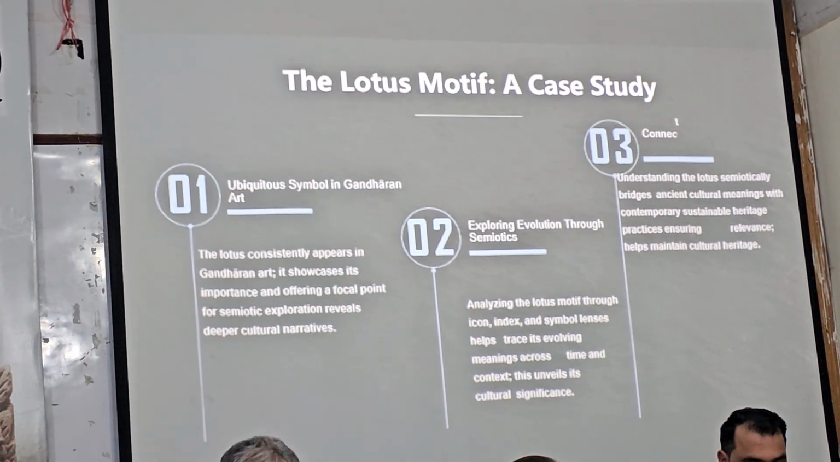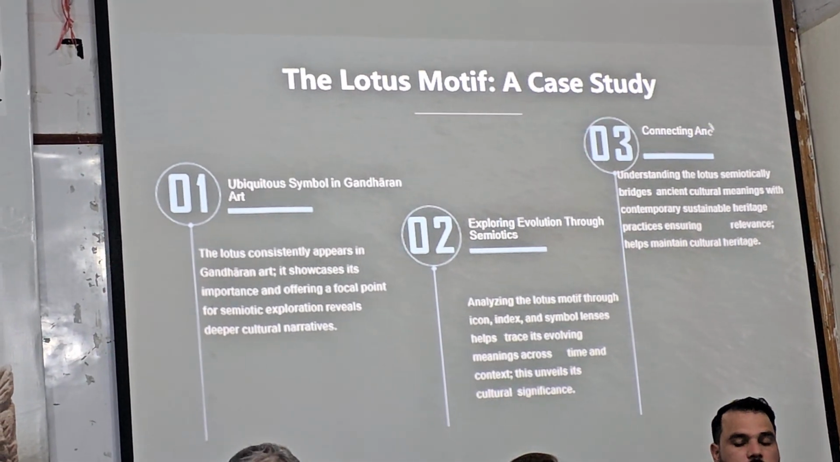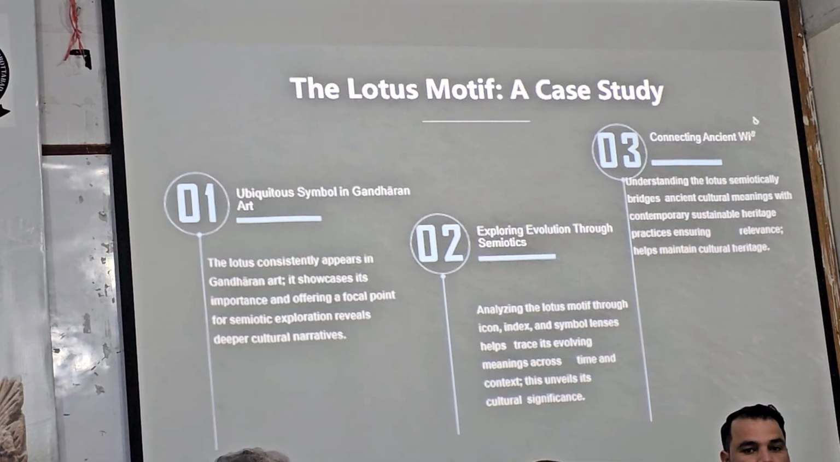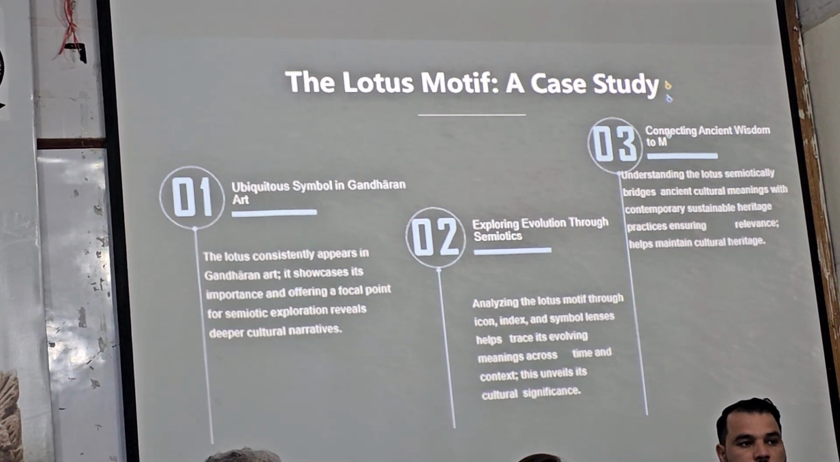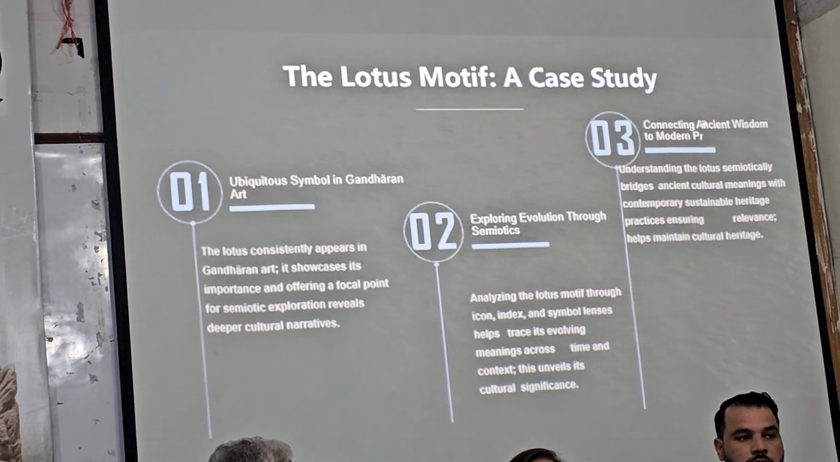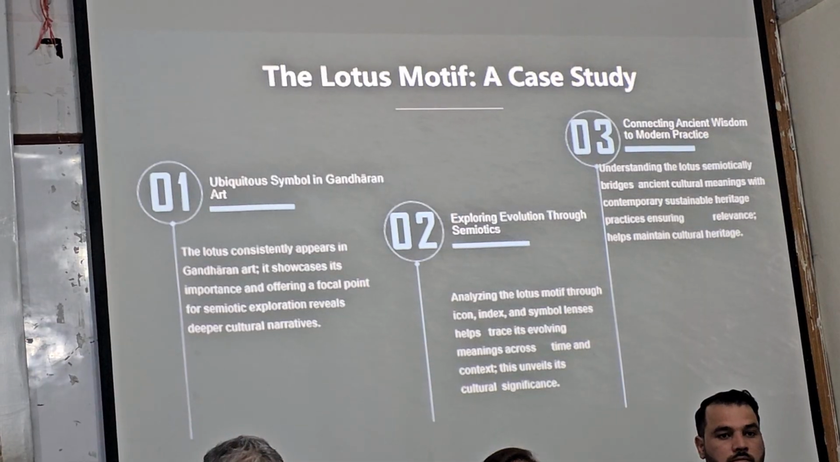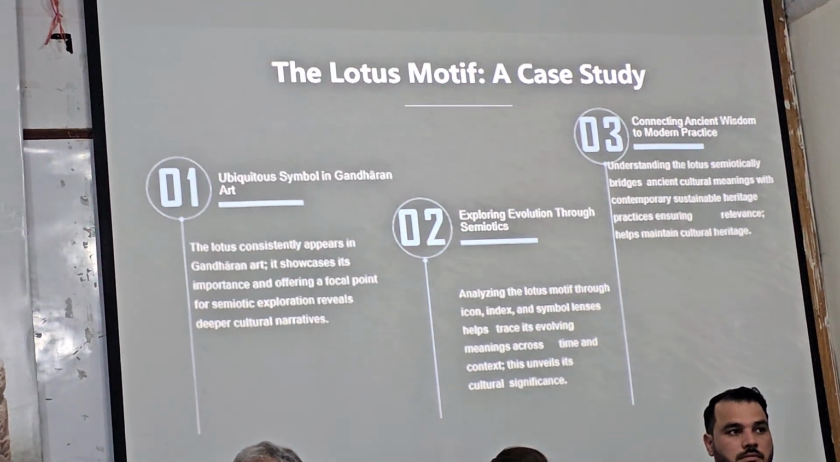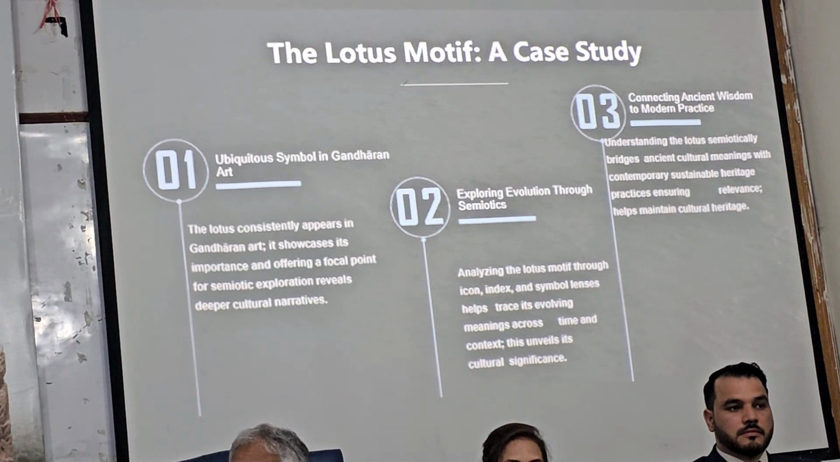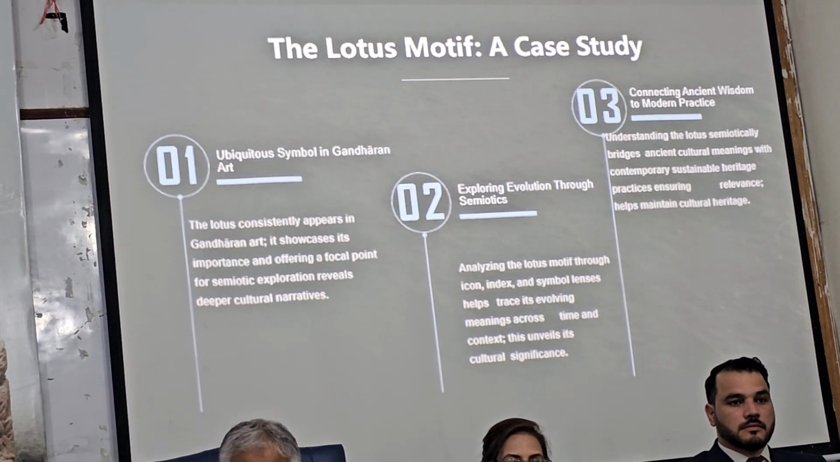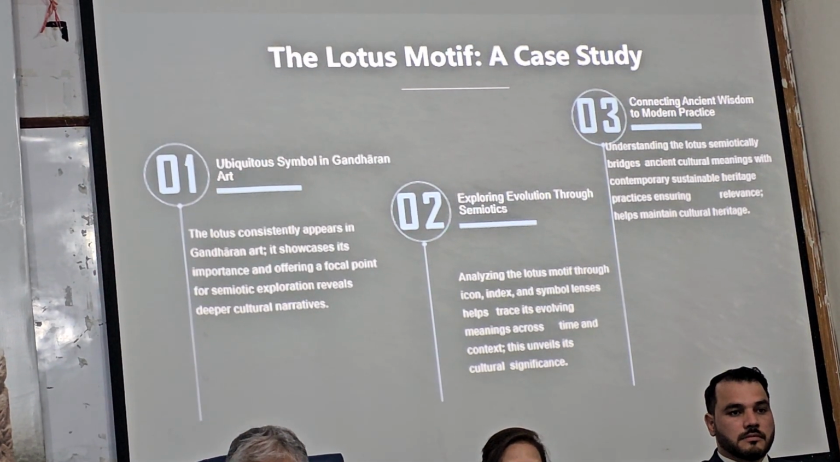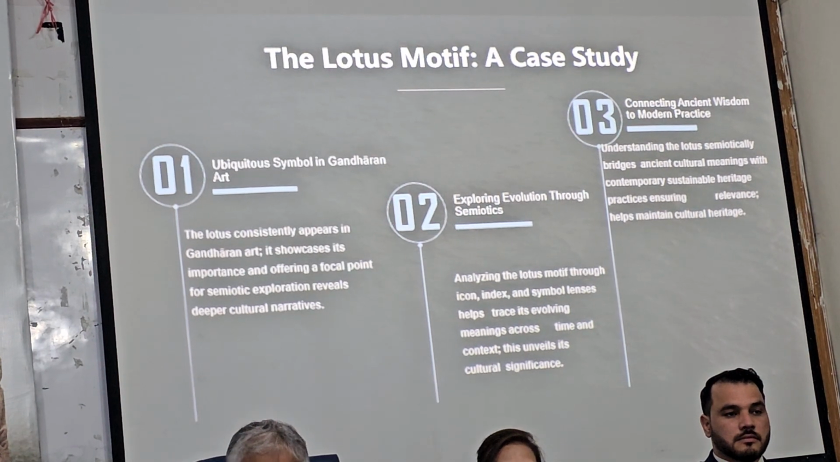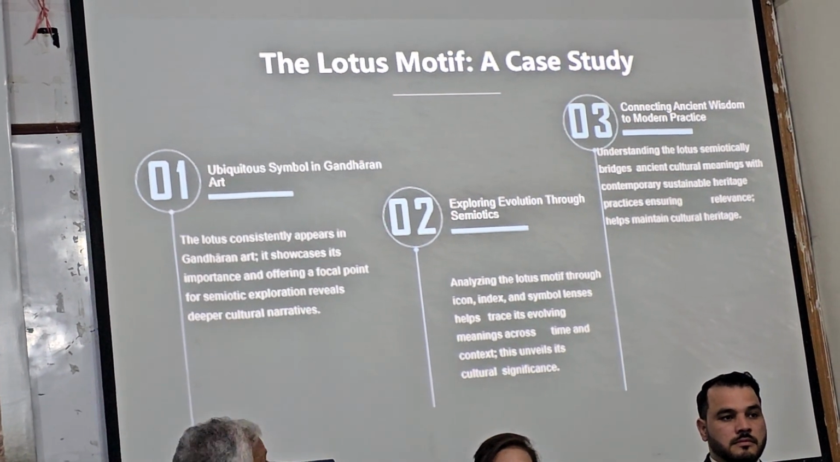So the lotus. Why I picked the lotus is because it is a repetitive symbol that we observe in Gandhara, and we can see evolution within the symbol, and we can connect the ancient wisdom to modern practices because it is a prevalent symbol. We still see the symbol, so it's not something from the past that we don't see anymore.